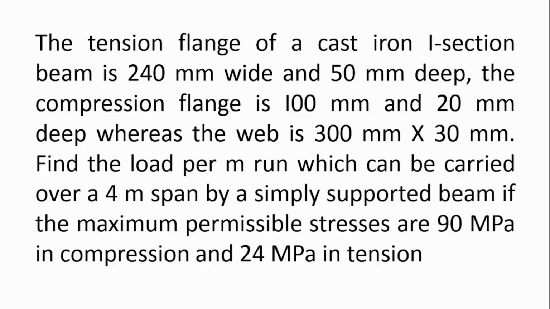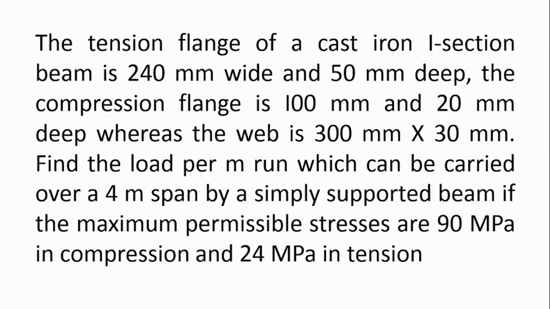We'll be taking a tutorial on unsymmetrical bending. And today we have a very simple sample question. The question says, the tension flange of a cast iron I-section beam is 240 mm wide and 50 mm deep. The compression flange is 100 mm and 20 mm deep, whereas the web is 300 mm by 30 mm.